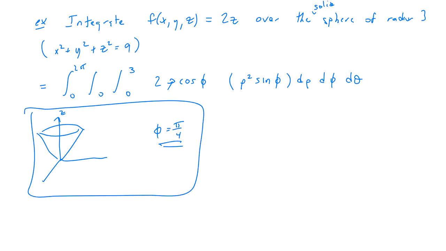But for the full sphere, we're going to get 0 to pi. Because think about 0 to pi over 2 would bring you down to the xy plane. So that would be half of the sphere. And then we go all the way down to the bottom, we're going to get the whole sphere. So this one is a little bit different because it's giving us the whole sphere. So in the whole sphere, we're getting 0 to 3 for rho, 0 to pi for phi, and 0 to 2 pi for theta.